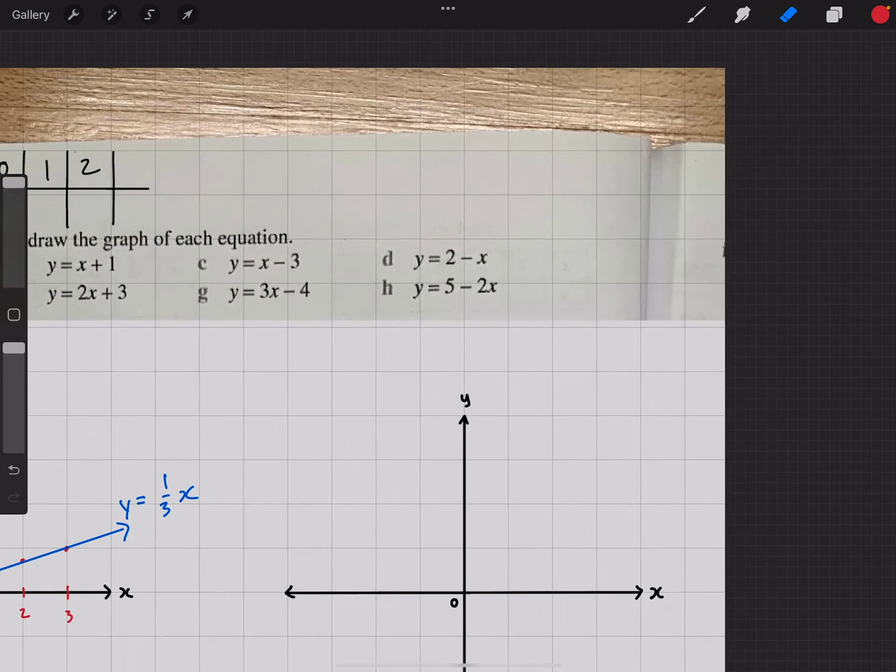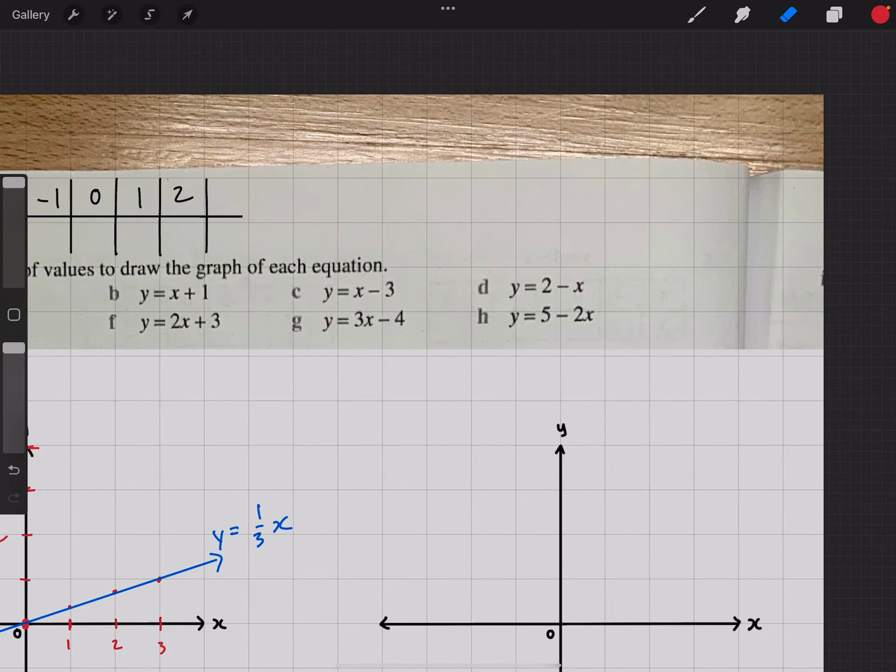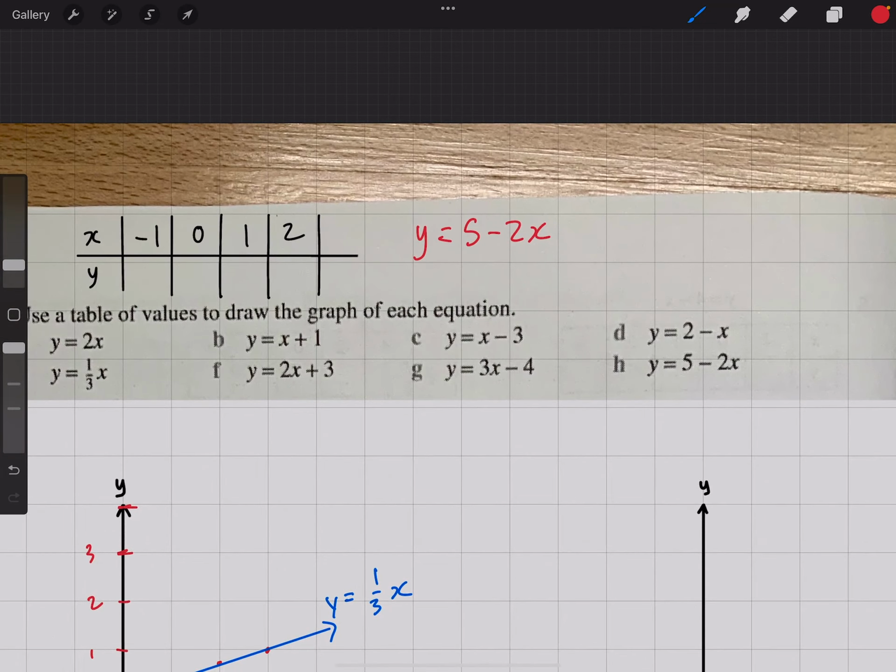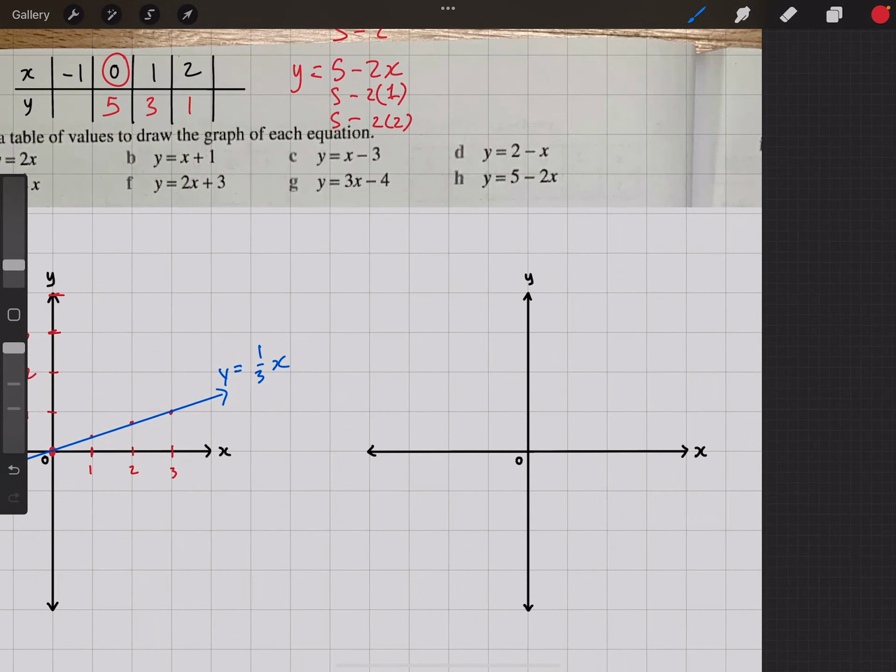So for question H, you got y is equal to 5 minus 2x. Okay, so let's fill out the table values. When x is equal to 0, that's 5 minus 2 times 0, which is 0. 5 times, yep, so that'll be 5. When x is equal to 1, so that's 2 times 1. 5 minus 2 times 1, which is 5 minus 2, which is 3. When x is equal to 2, 5 minus 4, which is 1. There we go. Now let's plot that on the graph.